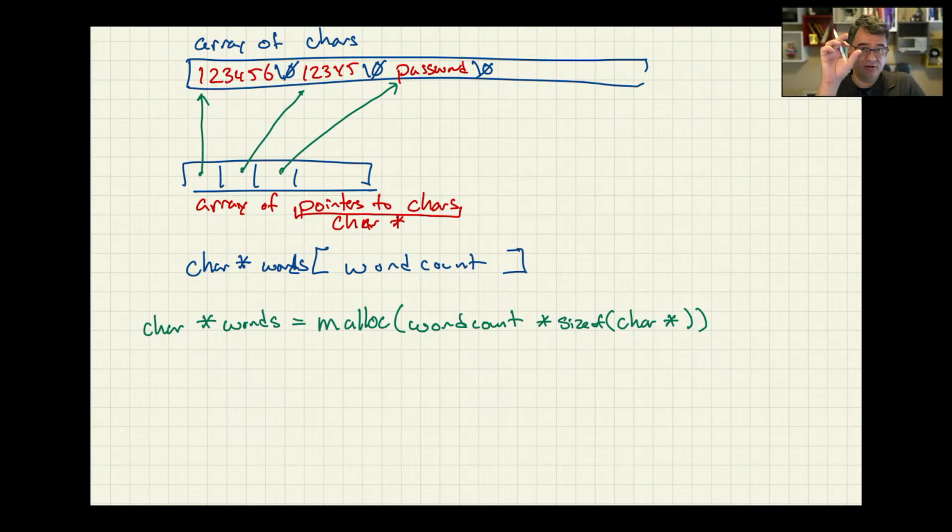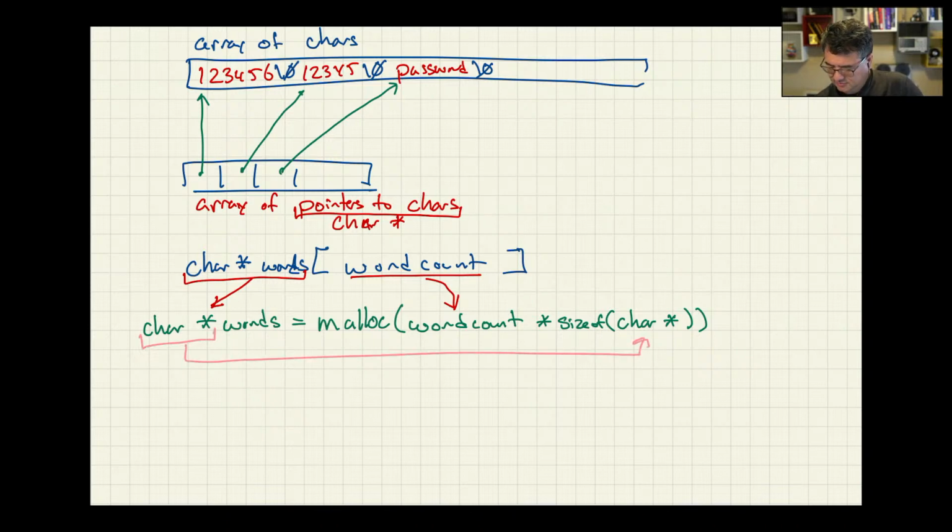Okay, so if you're turning an array declaration into a malloc, this piece goes right here. This piece goes here. And this piece also goes over there.